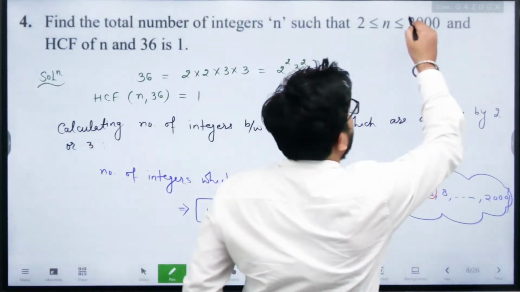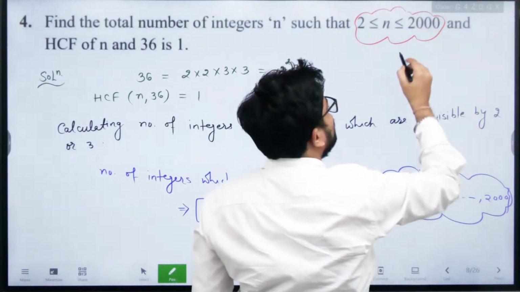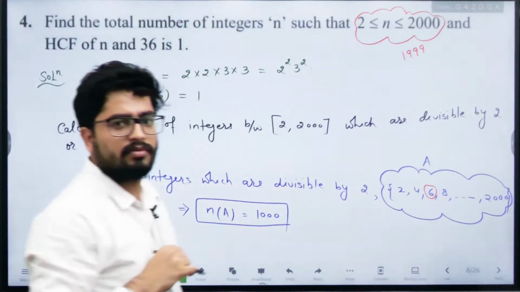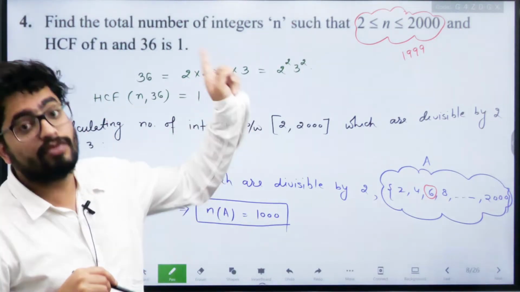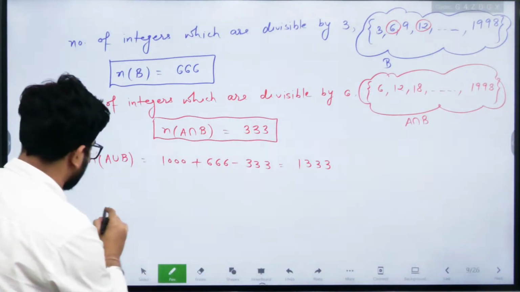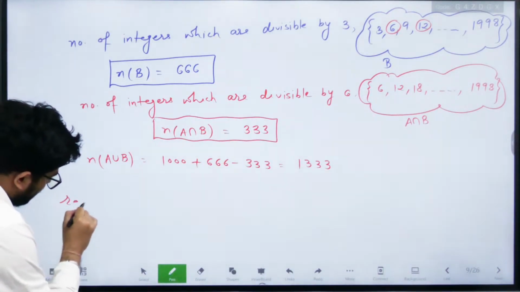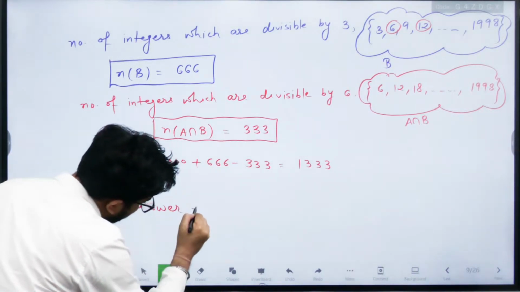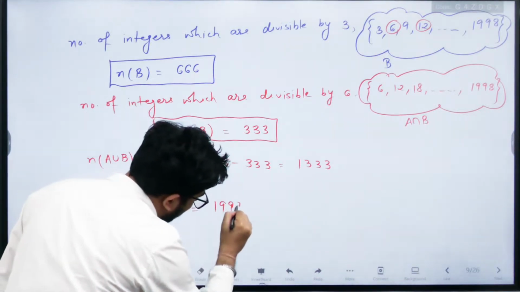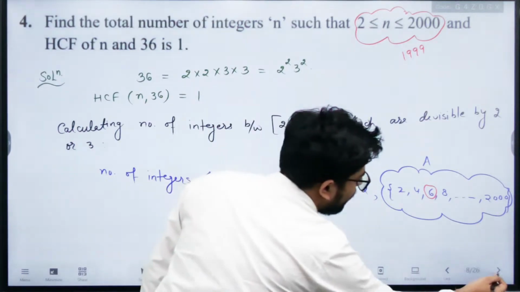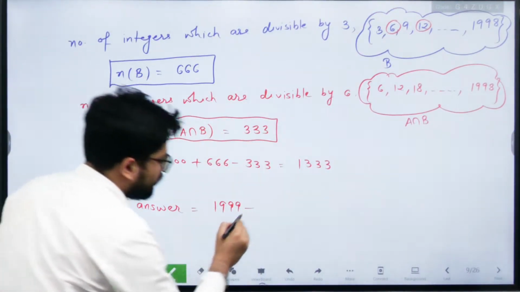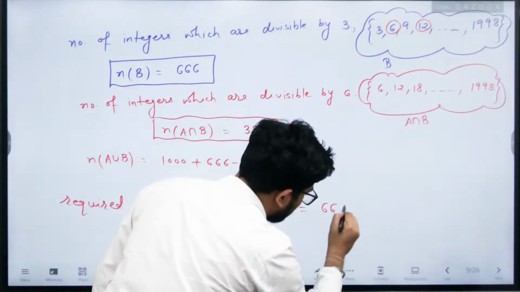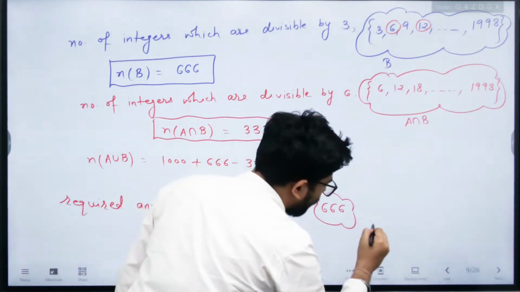First of all, how many integers do we have here? We have a total of 1999 integers. So the total number of integers which are not divisible by 2 or 3 is the total minus the numbers which are divisible by 2 or 3. So the required answer is 1999 minus 1333, which is equal to 666. This is the final answer.